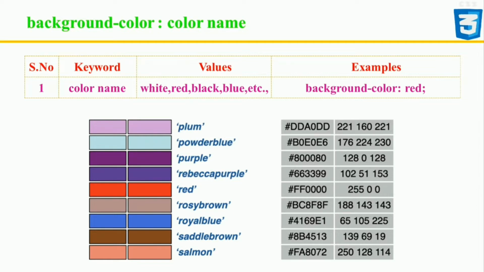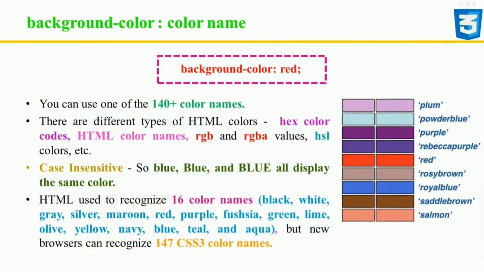The color name value of this property defines the value of the background color or specifies the color codes. It can be given by using the color name, RGB value or hexadecimal value. You can use one of the 140 plus color names. CSS values for colors are not case sensitive. Upper and lowercase values do the same.